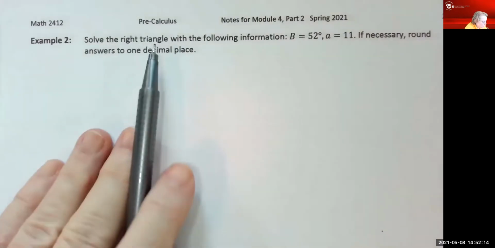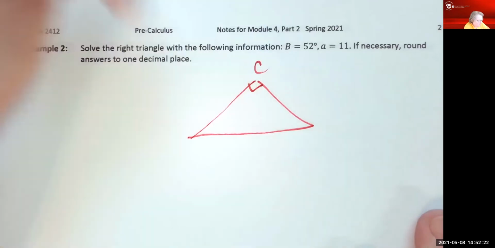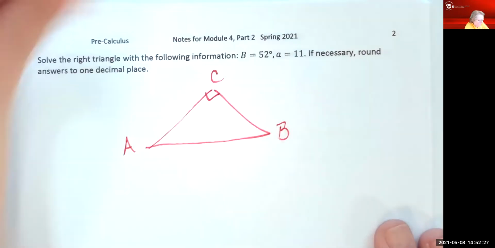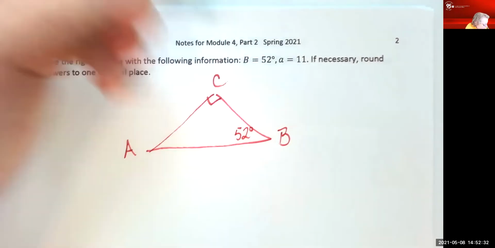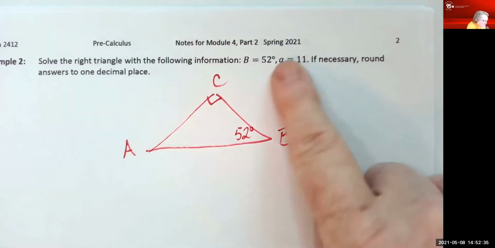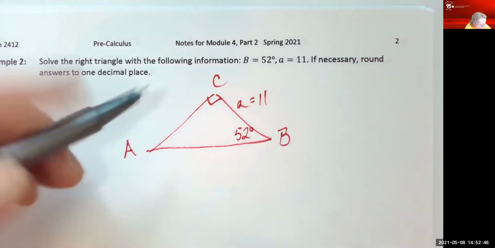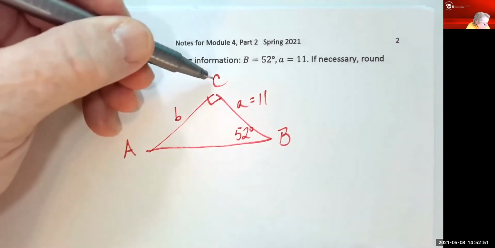Let's solve the right triangle with the following information. I'm going to let angle C be my right angle. And I'm going to do the others in alphabetical order so that angle B is 52 degrees. Side A is the side opposite angle A, and it equals 11 units, whatever that is. Side B is the side opposite angle B. Side C is the hypotenuse, the side opposite angle C.